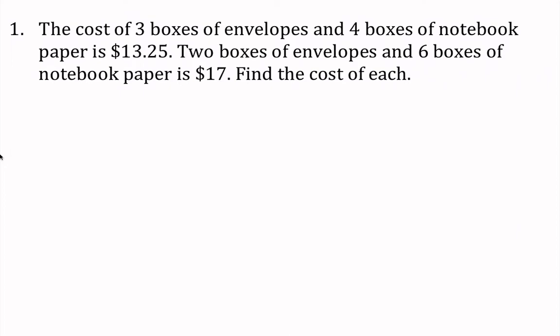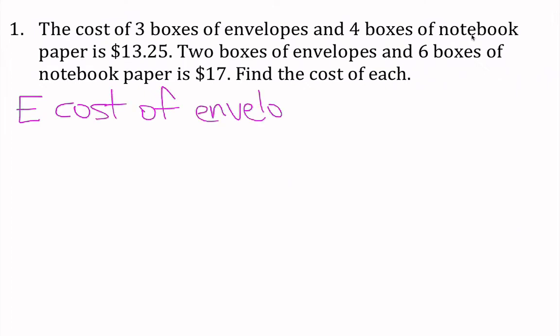Okay, so on this prompt it says the cost of 3 boxes of envelopes and 4 boxes of notebook paper is $13.25. 2 boxes of envelopes and 6 boxes of notebook paper is $17. It's telling me to find the cost of each. Okay, so my two variables, I need to figure out the cost of my envelopes and the cost of my notebook paper. So I'm going to let E stand for cost of envelopes, and I'm going to let N stand for cost of notebook paper.